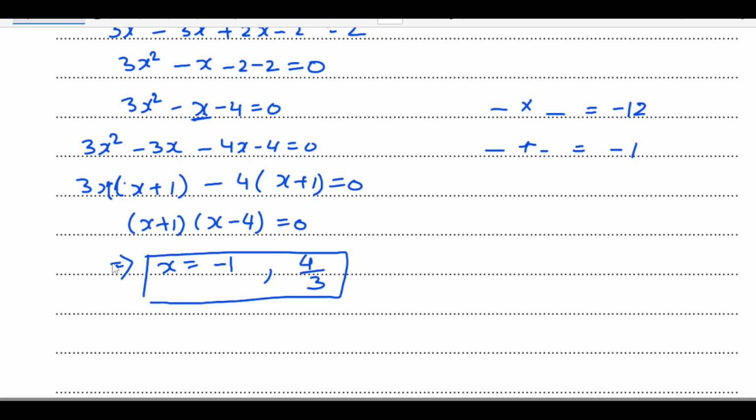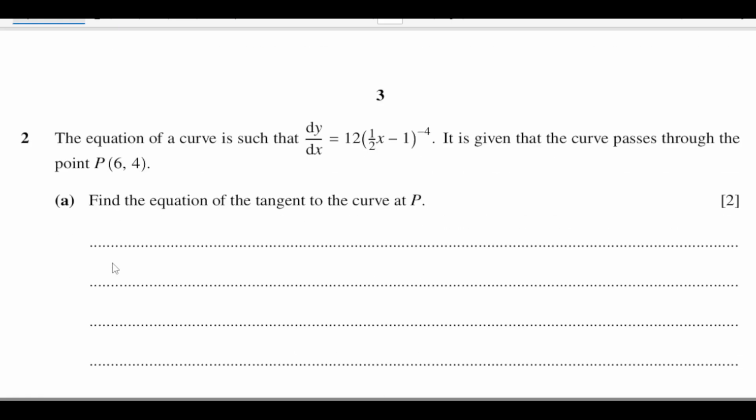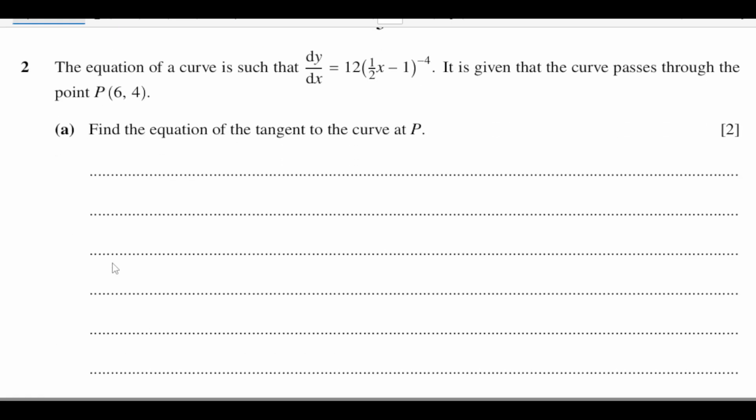Now number 2 that we have here, let's see. The equation of the curve is such that dy/dx is this. It's given that the curve passes through the point P (6, 4). Find the equation of the tangent to the curve. So to find the tangent we need the gradient. The gradient is dy over dx. So we already have the gradient.